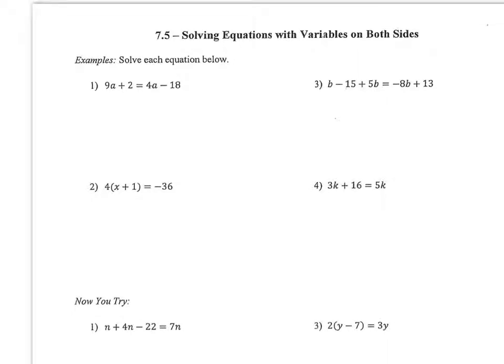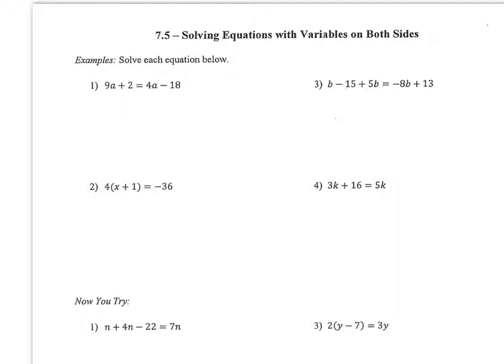In other lessons, we've only had the variable on one side. Now today we're going to do the variables on both sides. So it's on both sides because you have a's over here and a's over here. So the first thing that you need to do is put one of the a's on the other side.